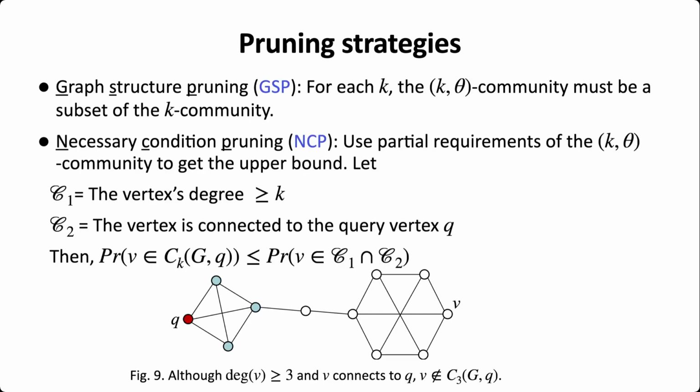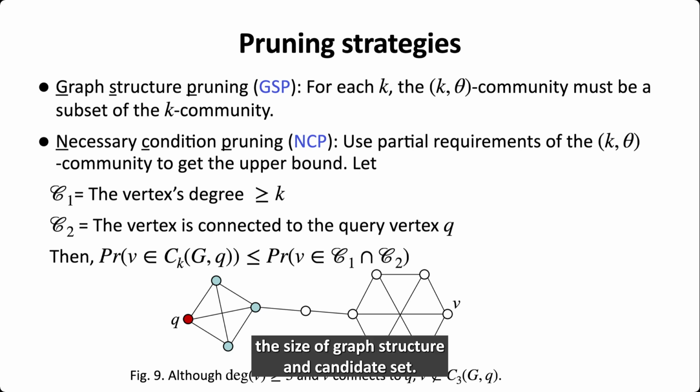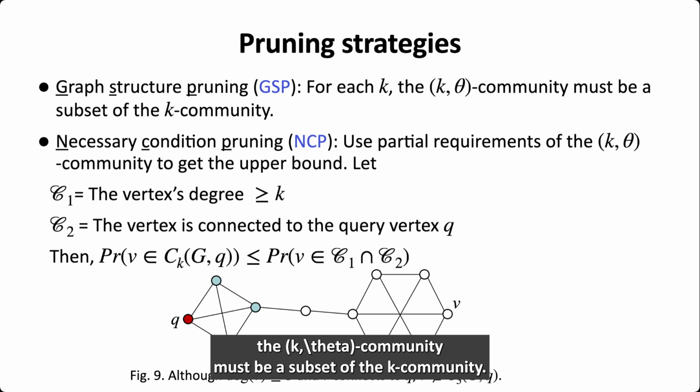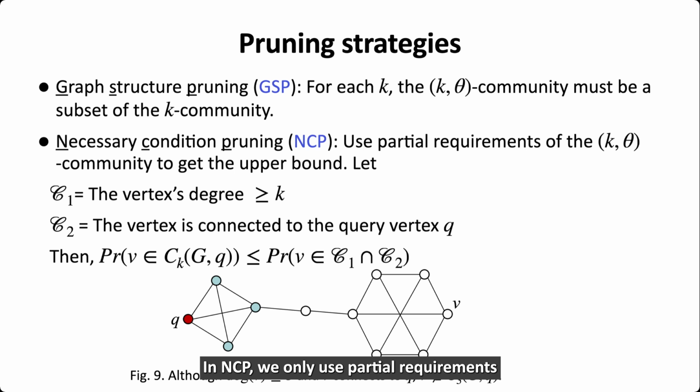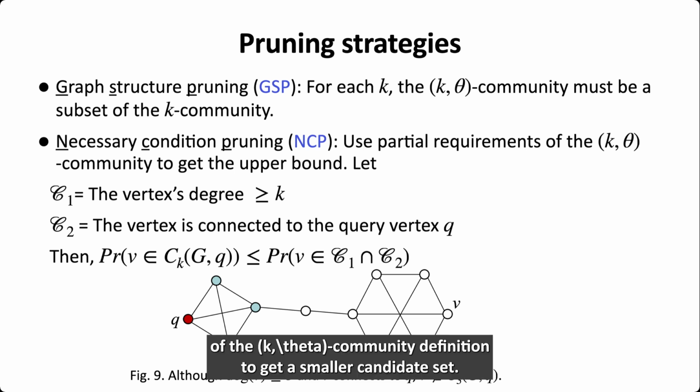The pruning strategies, graph structure pruning and necessary condition pruning, are used to shrink the size of graph structure and candidate set. Specifically, in GSP, we prove that for each k, the k-theta community must be a subset of the k community. Therefore, vertices outside the k community can be dropped safely. In NCP, we only use partial requirements of the k-theta community definition to get a smaller candidate set.